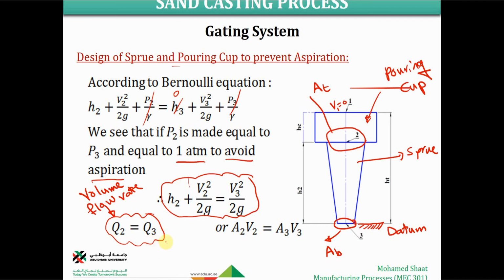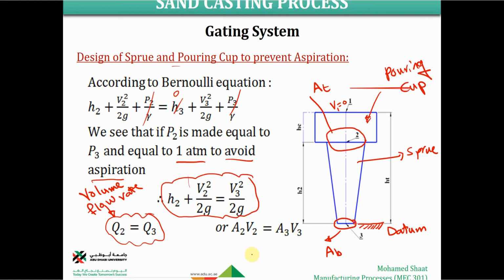Or in other words, as you remember from the fluid mechanics class, Q, the volume flow rate, equals the area times the velocity through this area. So area 2, which we're going to call the area top, times V2, the velocity of the molten metal at area 2, gives us the volume flow rate at this area. The same thing at area 3: area 3 times V3.